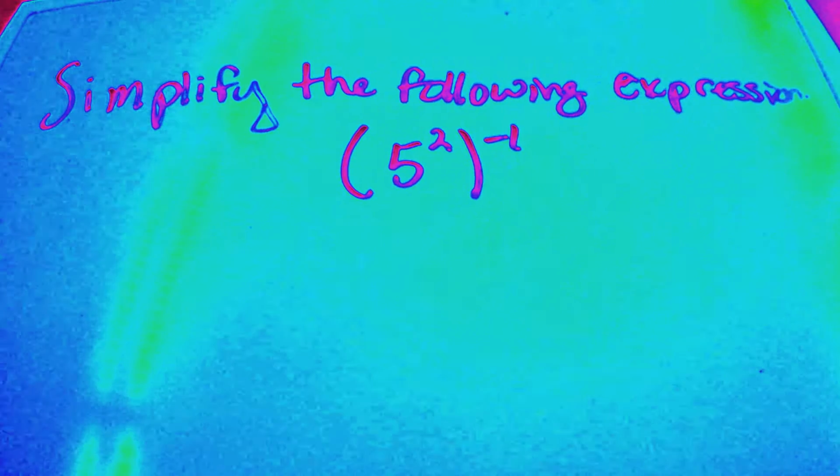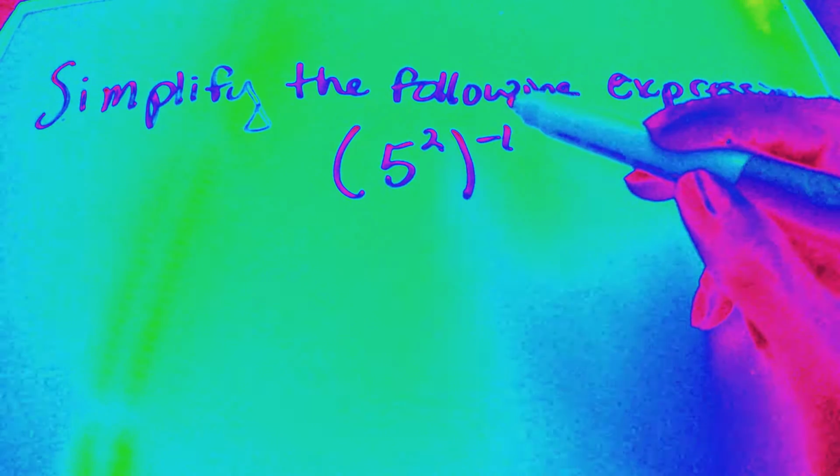We have simplify the following expression. Alright, this is a different rule than we've been working with for the past 2 problems. We have 5 to the 2nd power, in parentheses, to the -1 power. You want to be thinking about the power rule here. Remember, power rule is not product rule.